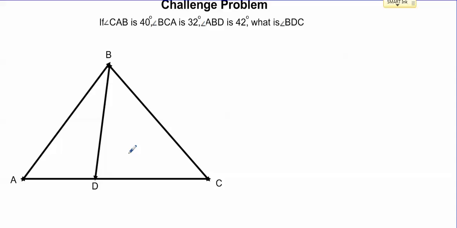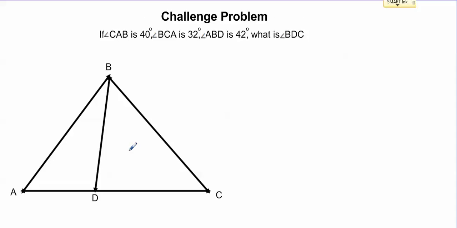We have 2 challenge problems here. I'm not going to do them for you, but I'm going to help you through them, okay? The first one is this one, where it tells us angle CAB. So remember, you just start at one point and draw your line, CAB. It's that middle angle. So our middle angle is 40 degrees. So we know this is 40 degrees. Our second angle given is BCA.